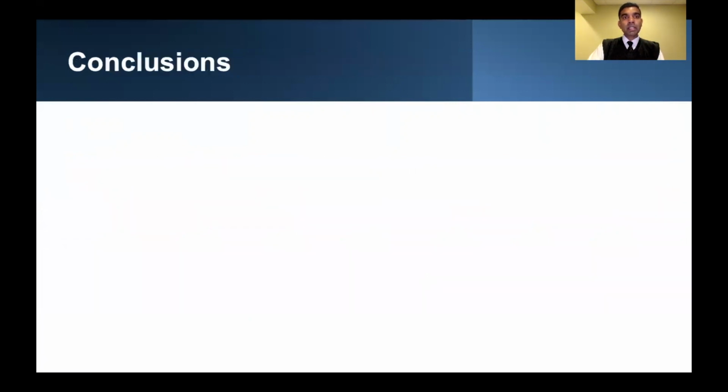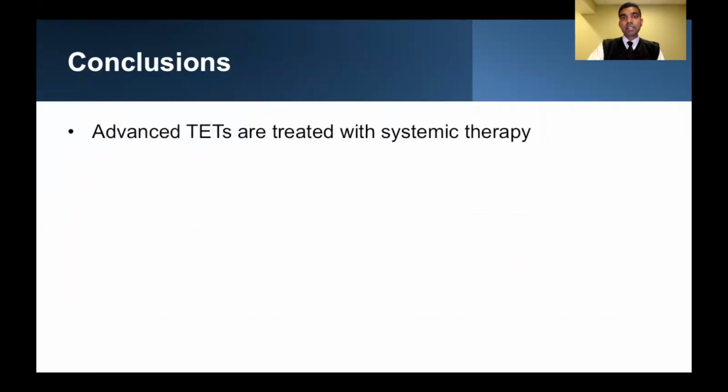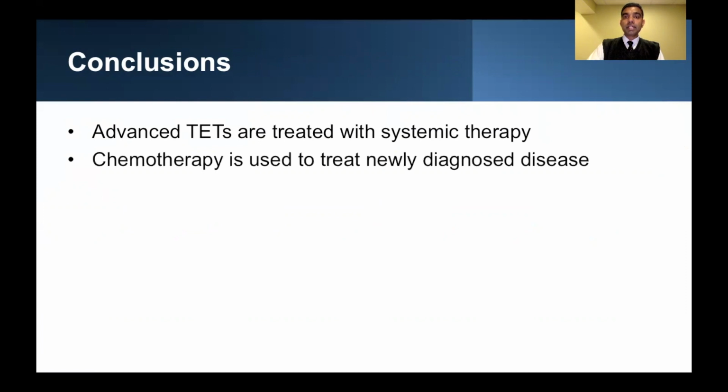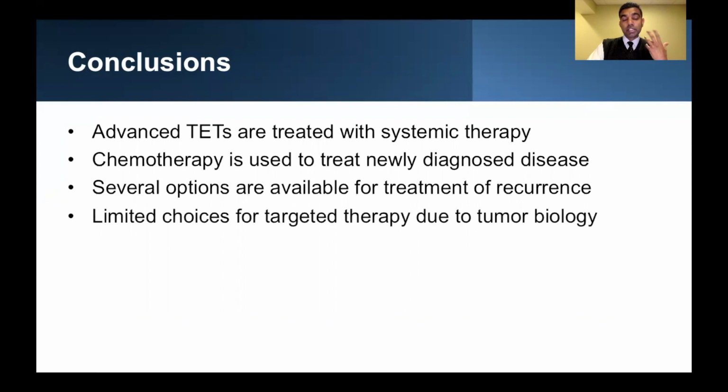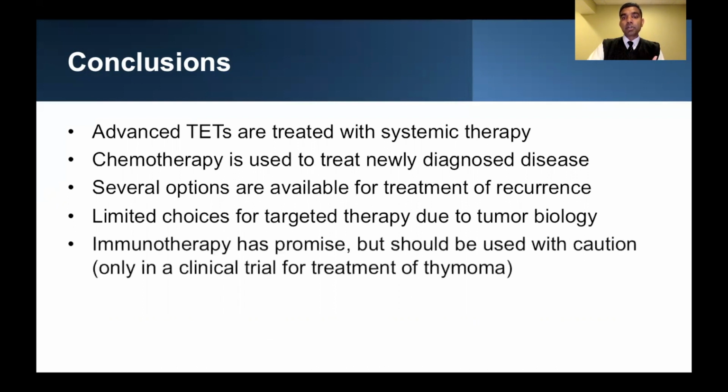So in conclusion, I would say that advanced thymic epithelial tumors are treated with systemic therapy largely. Chemotherapy is used to treat newly diagnosed disease. Both targeted therapy and immunotherapy have not found a role there as yet. Several options are available for treatment of recurrence, but as I tell my patients, these options are ultimately finite. So you've got to be very, very careful in using your judgment as you use these different trials or these treatments.